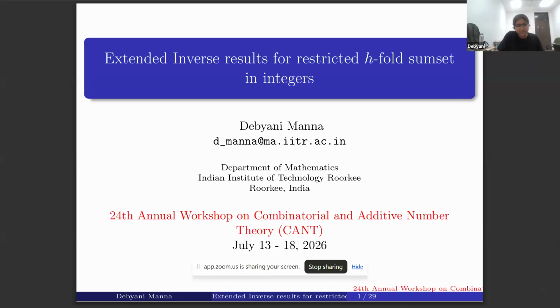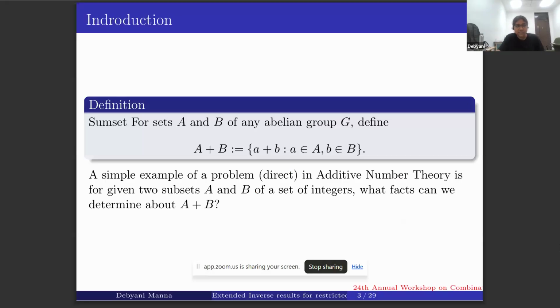So now I'm going to talk about some extended inverse results for restricted H-fold sumsets in integers. First, I'll start with some basic introduction and definitions. For any two subsets A and B of an abelian group G, we define A plus B as the elements a from A plus b from B. A very simple example: if you take any two subsets A and B of the set of integers, what facts can we determine about the sumset A plus B?